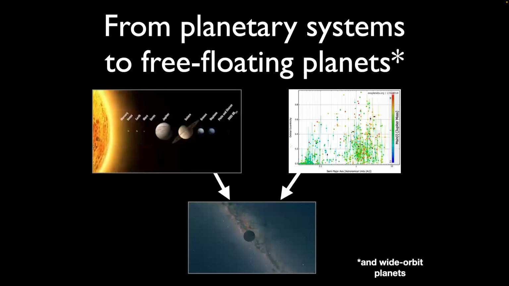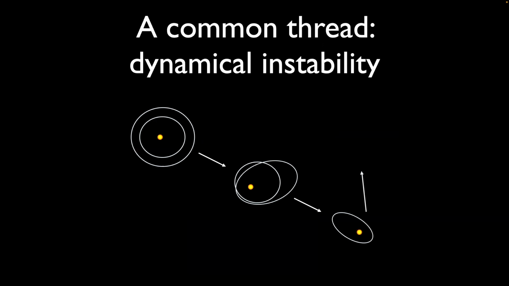That's where we're going. In some sense, we're going to go from planetary systems to free-floating planets, with a little bit about wide orbit planets. That's what I'm going to talk about. And the common thread here is dynamical instability. This is similar to the cartoon that Ida-san showed, and we're going to get a lot more into what's going on here in a minute.